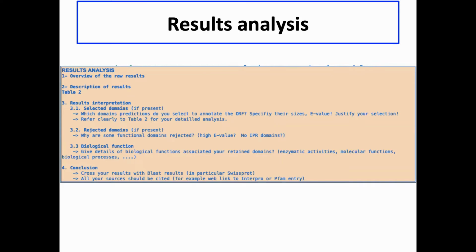and then you have what we call the result interpretation with zoom 1. This is one aspect of your results, the selected domain, and then another aspect is the rejected domain, and another aspect is, in fact, the biological function of the domain of your open reading frame. And then you make a small conclusion about what is the function of your domain and how to cross those information with the BLAST result. Okay?